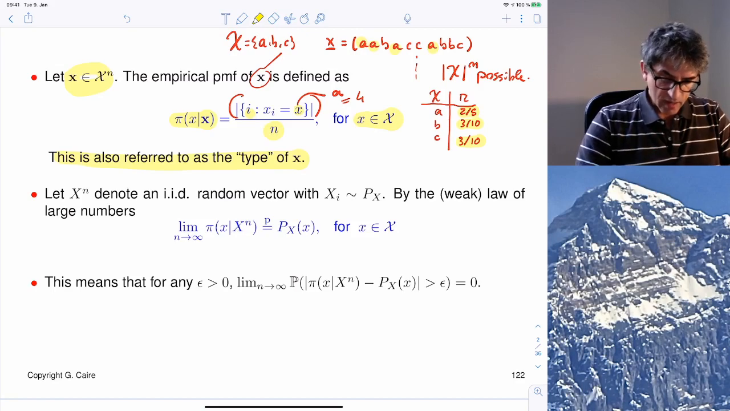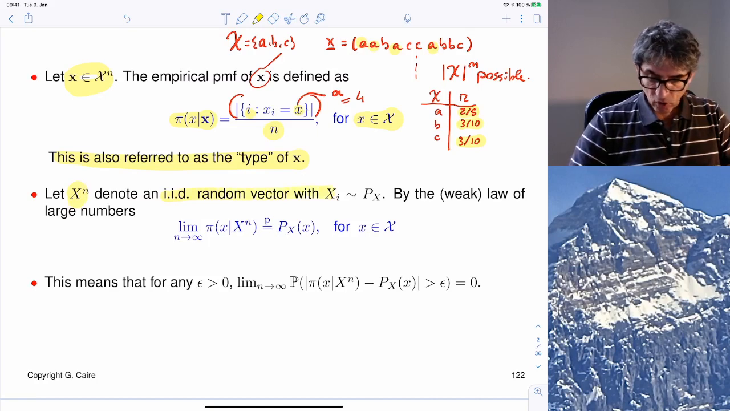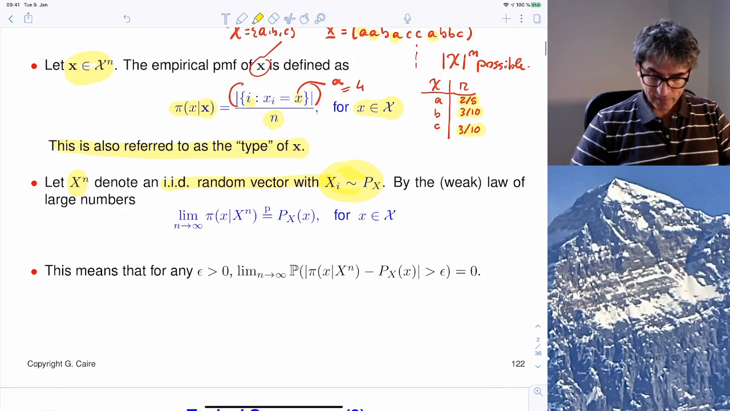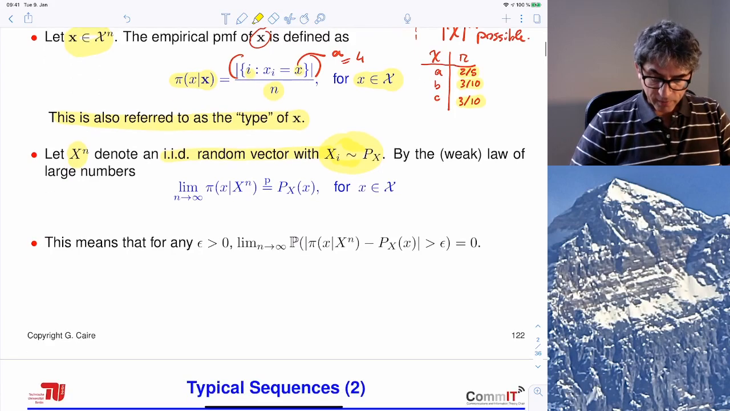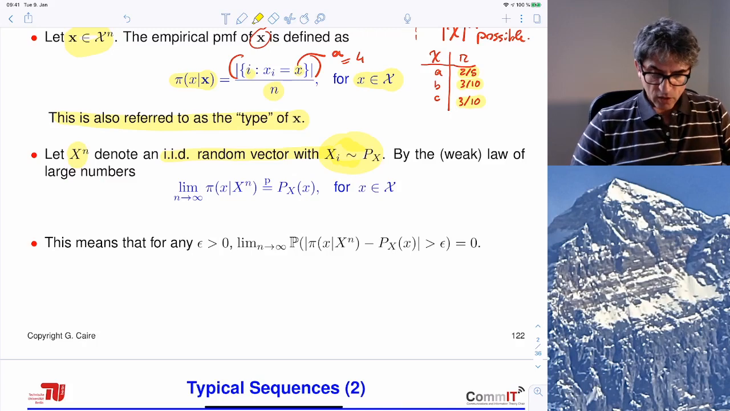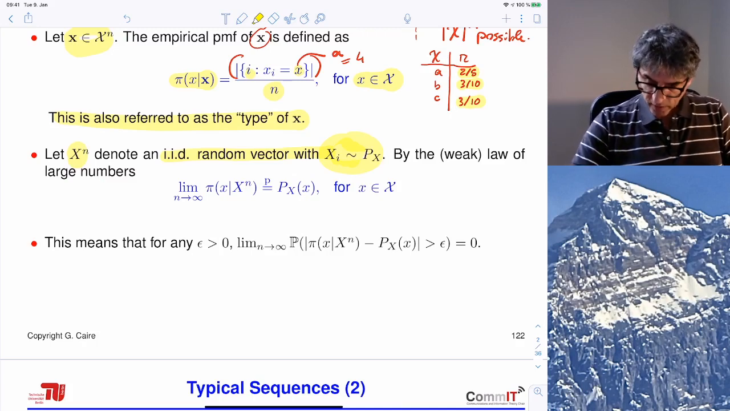Good. So now we are interested in what happens when we take a sequence generated at random. So we take X^n to be a random IID vector where the components are distributed according to a certain distribution P_X. What happens to these empirical frequencies when n becomes large? Well, it turns out that by the law of large numbers, each empirical frequency converges in probability to the actual corresponding probability value.